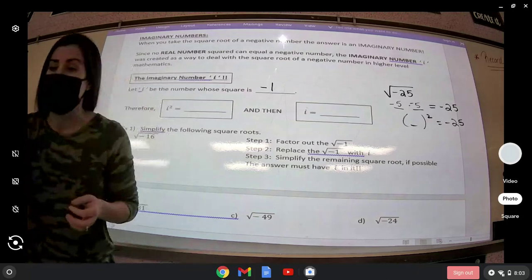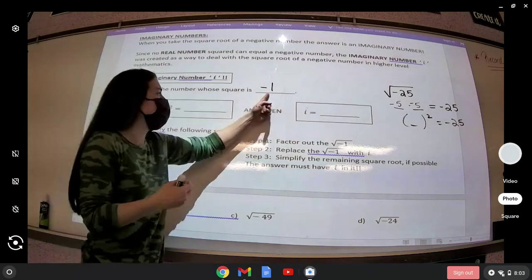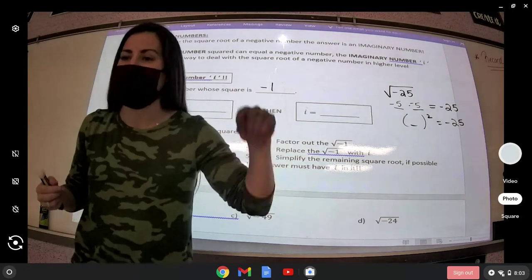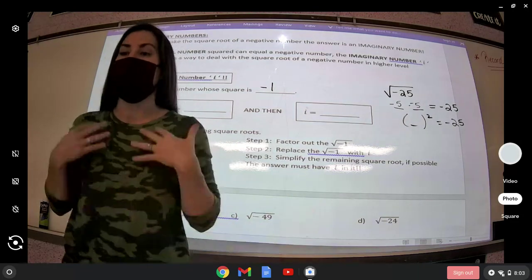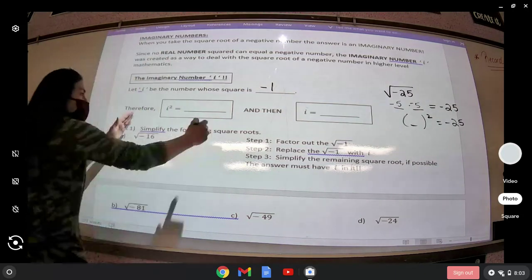The reason they chose -1 over all other possible numbers is because -1 divides evenly into every single number that exists in this world. So it's very compatible with other numbers by letting this imaginary number be -1, okay? All right, so here we go.